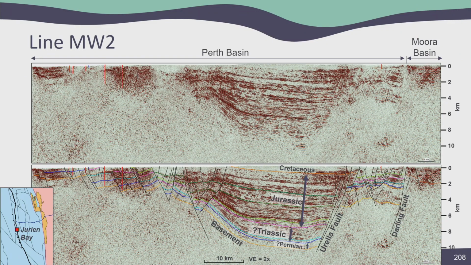So heading further south now and looking at line MW2, again we see the deep sedimentary fill against the Darling and Urella faults, but here the Urella Fault has controlled much more basin subsidence. In the east, there is a large uncertainty as to whether that basal package is entirely Perth Basin stratigraphy, or perhaps it includes parts of the Yilgarn Basin.